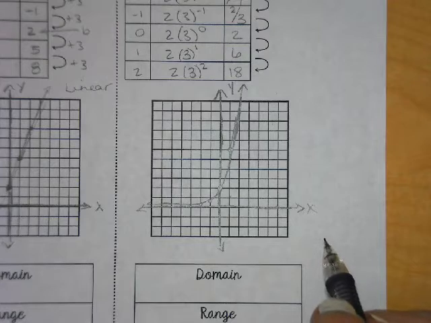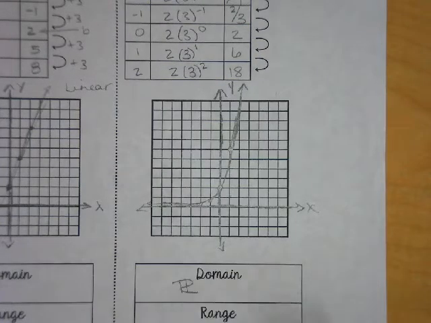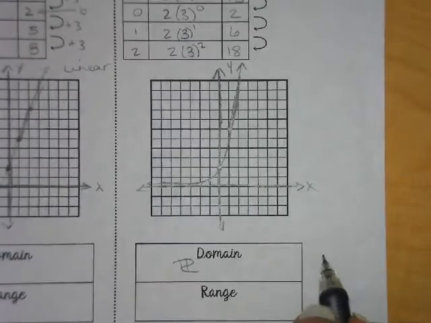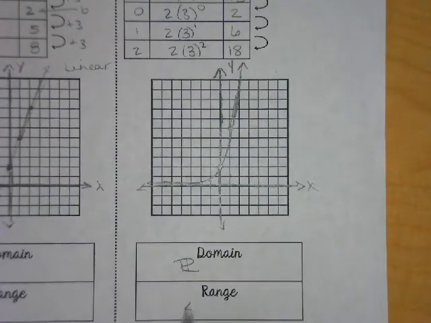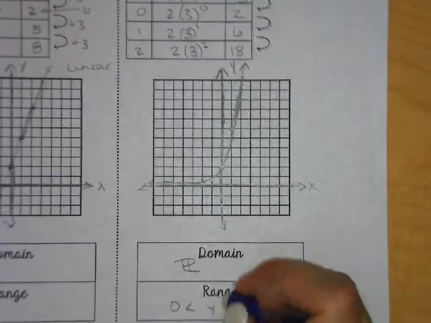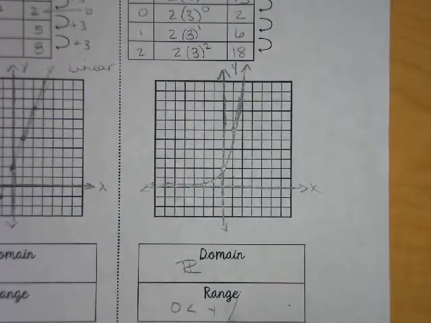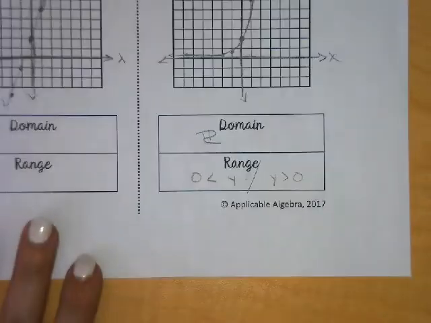to touch it. So our domain from left to right is going to still be all real numbers, but our range is going to be very, very close to 0, but we're not going to be touching it. So 0 is less than y, is less than infinity, or we can just write it like this. We could flip it around and we can say y is greater than 0.